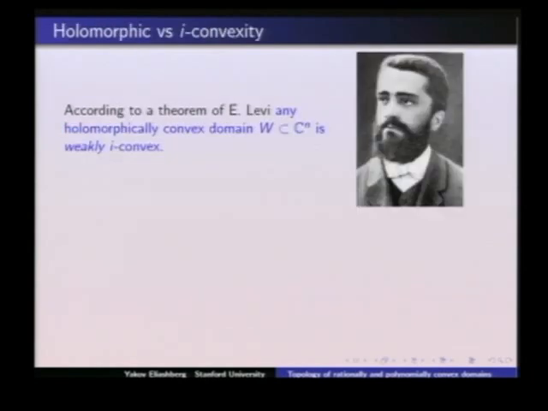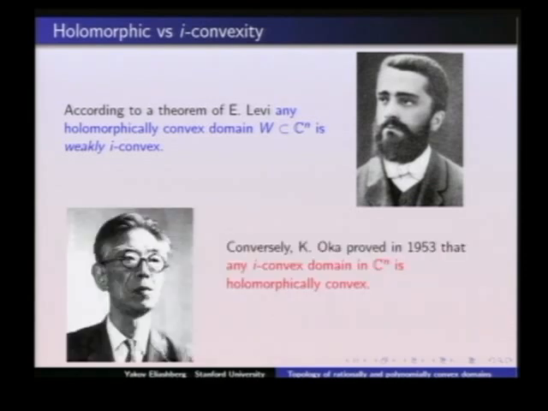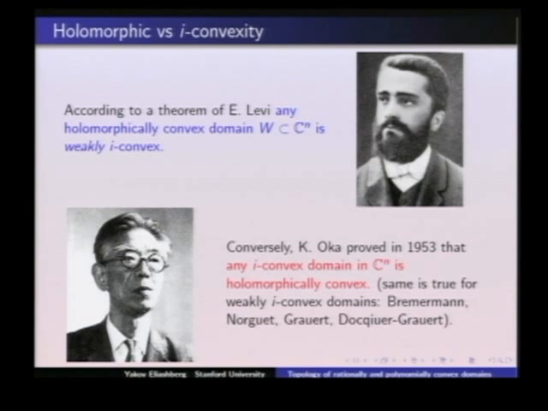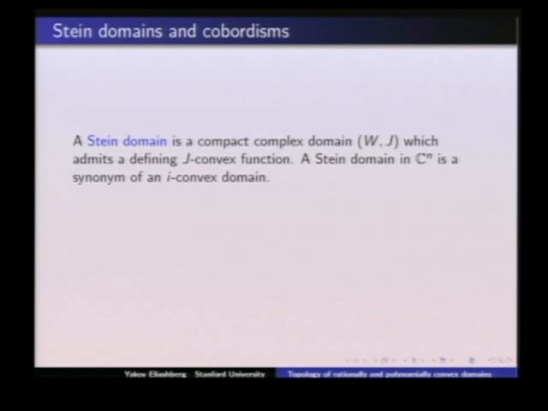There's a classical theorem of Eugenio Levi that every holomorphically convex domain is weakly I-convex. And conversely, the Oka theorem is that an I-convex domain is holomorphically convex. This is what's called the Levi problem, and there was a lot of development there for weakly I-convex domains, for domains not in C^N but in some other manifold, and all these names made great contributions to this.